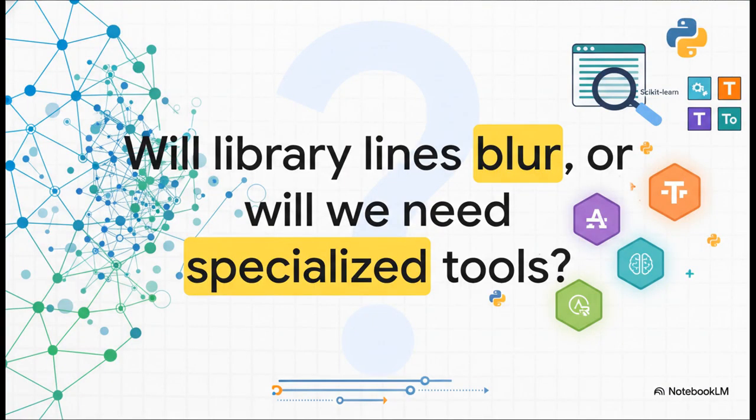Which leaves us with a really interesting question to chew on. As AI keeps getting more and more powerful, is that line between these libraries going to start to blur? Or are we just going to need even more specialized tools in our data science toolbox? It's a fast-moving world, that's for sure. It's an amazing time to be a part of it. So keep learning and keep building.